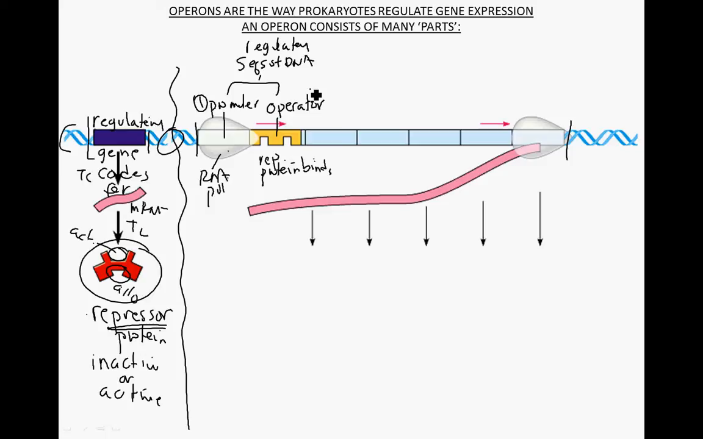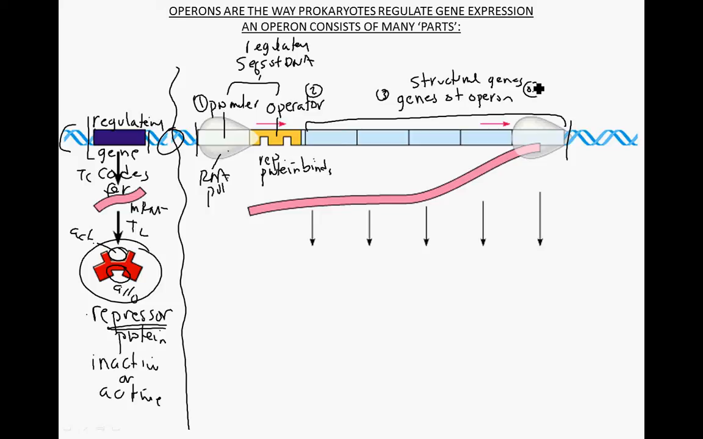The third part, so this is one part. You have the promoter, you have the operator, part of the operon, and then you have everything that's downstream from that, and these are the genes of the operon. And these are also sometimes referred to just as the structural genes. Structural genes or genes of the operon.